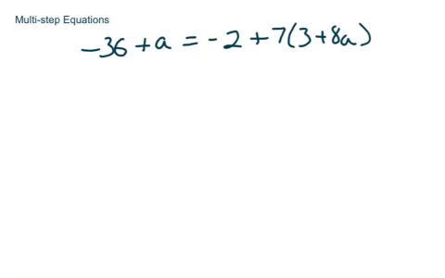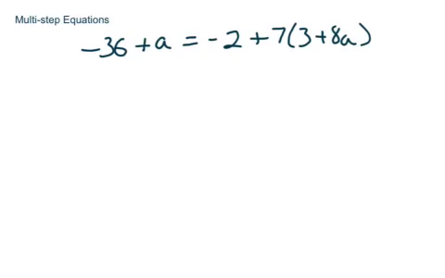So today I'm going to talk about multi-step equations. We have got a multi-step equation here. We've got negative 36 plus a is equal to negative 2 plus 7 times the quantity 3 plus 8a. So let's go ahead and start.